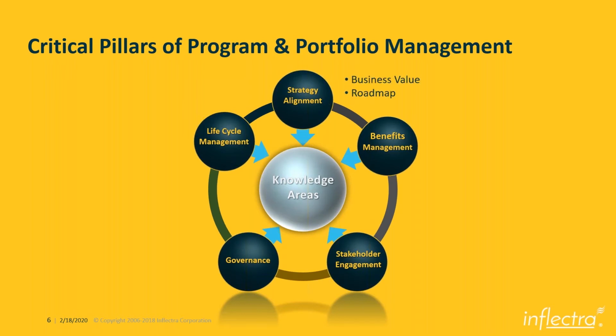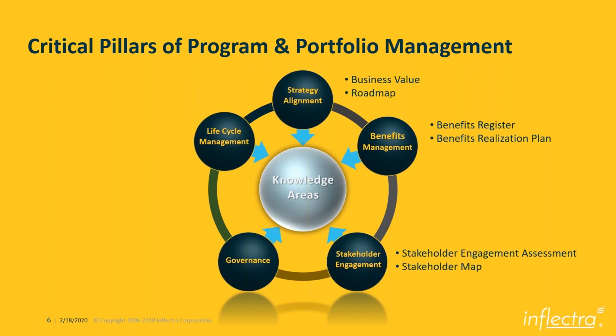Now, under the strategy alignment, we look at business value and put together something called a roadmap, how we are looking at the next several years. And then in the benefits, we put together a benefits register and start working through a benefit realization plan through how we deliver projects and programs. As part of that, we engage with a number of different stakeholders and use the stakeholder engagement assessment consistently and evaluate how they perform as their roles emerge, change, and new people join and things like that.